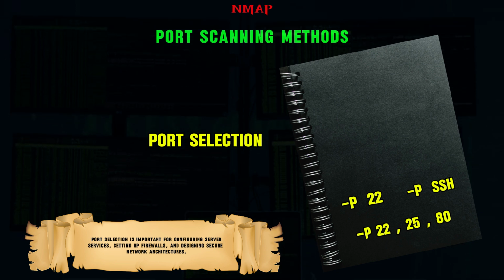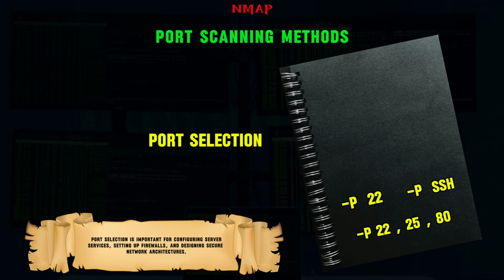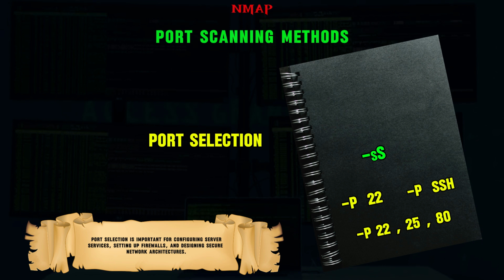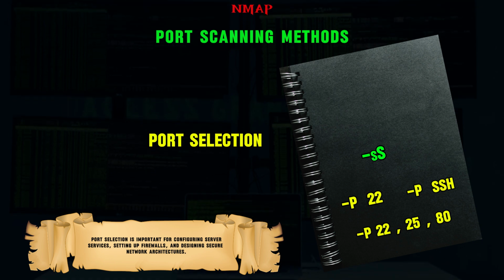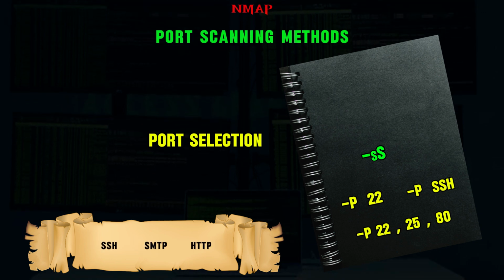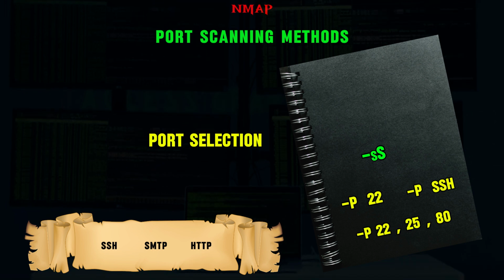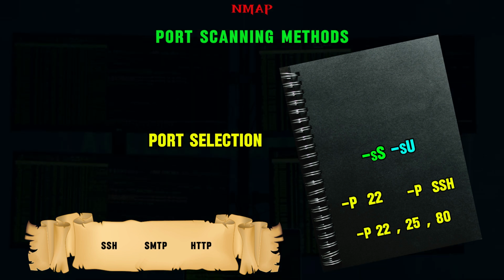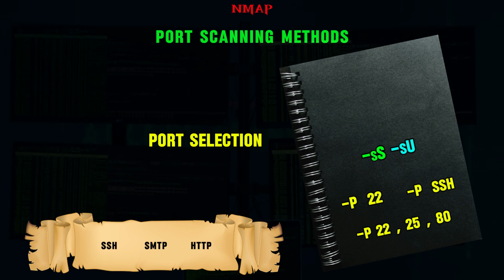For example, if a TCP scan such as SYN scan is specified, TCP ports 22, 25, and 80 will be scanned. Those correspond to the services SSH, SMTP, and HTTP, respectively. If a UDP scan is selected, those three UDP ports will be scanned. If TCP and UDP are both specified, those three ports are scanned for each protocol, so a total of 6 ports will be scanned.